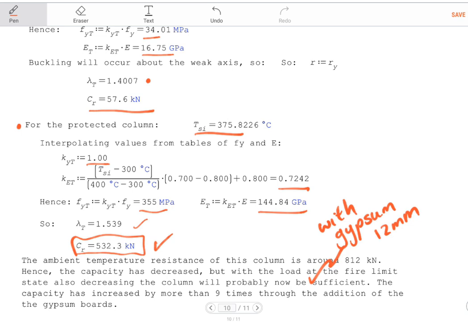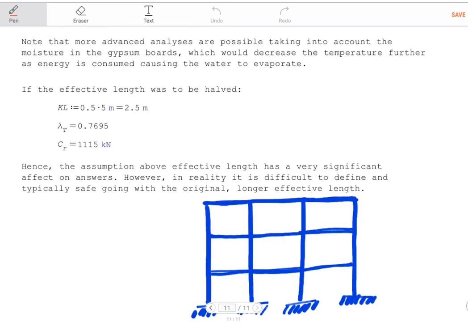The unprotected column will fail. That is, it's very unlikely that at 10% of the capacity it will be sufficient, unless it's a very, very lightly loaded column. But here now, with 532 kilonewtons versus ambient of 812, there's a good chance it will be sufficient. You would have to check what the actual loads are. But one final calc we're going to go through.